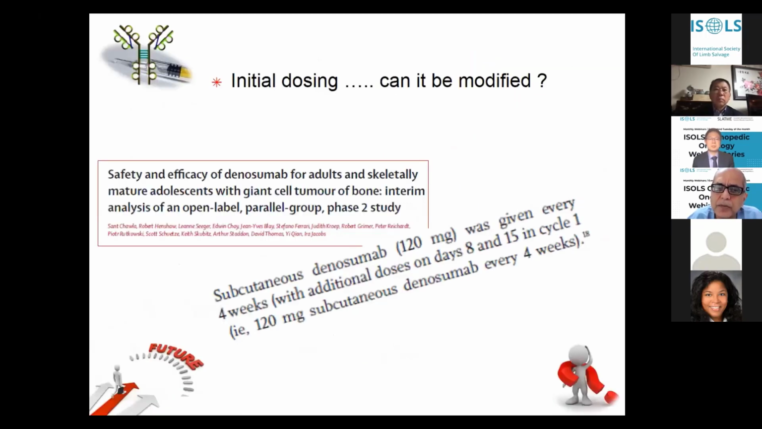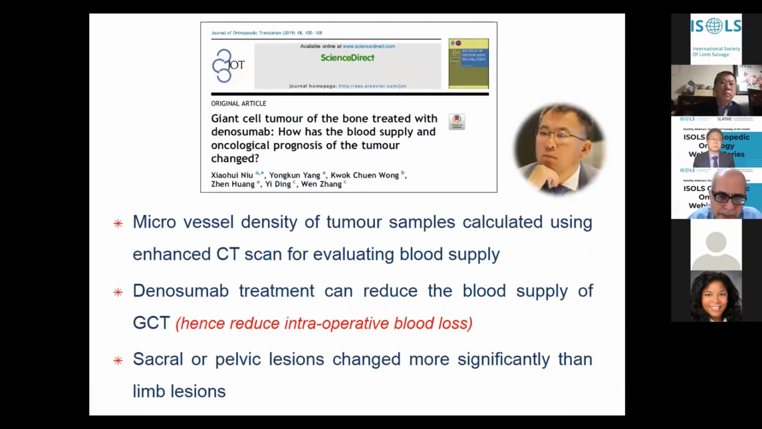And the first is, most of us, in fact, all of us have used the initial dosing that was described in the initial paper about denosumab being given 4 doses in the first month and then 1 every 4 weeks, because that was how the paper described it. Is that mandatory now? Can we reduce the initial dosing? Can that be modified?